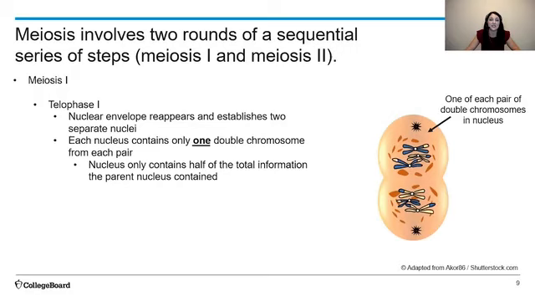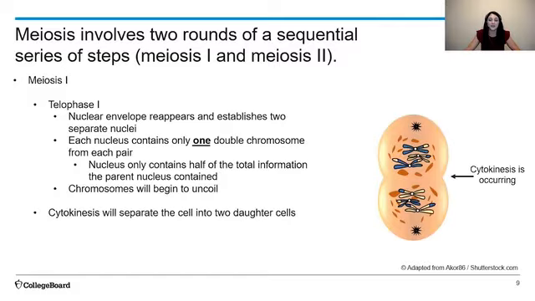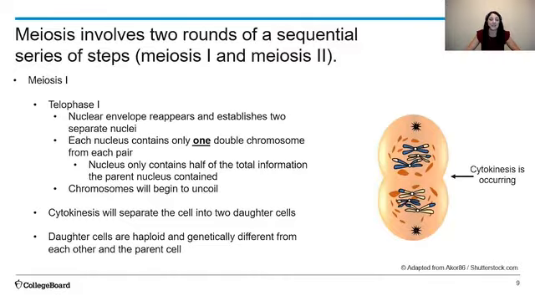But notice that there's still double chromosomes, and that's why we need the second round of meiosis to occur. Even though we have successfully made daughter cells that have only 3 chromosomes in them instead of 6, they're still double chromosomes. Those chromosomes will begin to uncoil, cytokinesis will occur, and separate the cell into 2 daughter cells. Those daughter cells are, at this point, haploid and genetically different from each other and the parent cell.